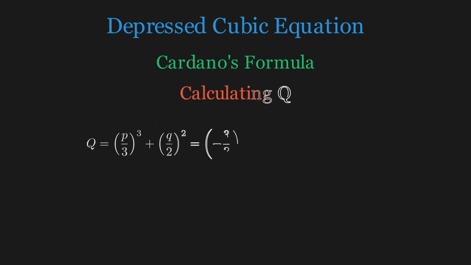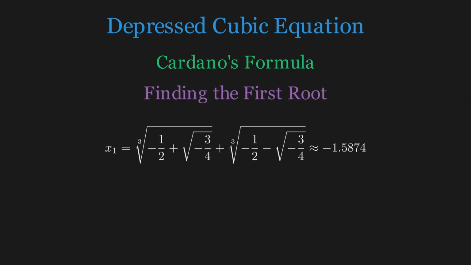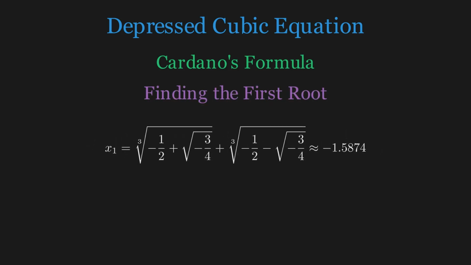Since we have already calculated the values of p and q, we put them in the formula. After calculating, we find that the first root approximately equals negative 1.5874. Please note that the first root is derived directly from Cardano's formula and represents one of the possible real solutions to the cubic equation. Therefore, it does not involve omega, but you will see the omega in the other two formulas.